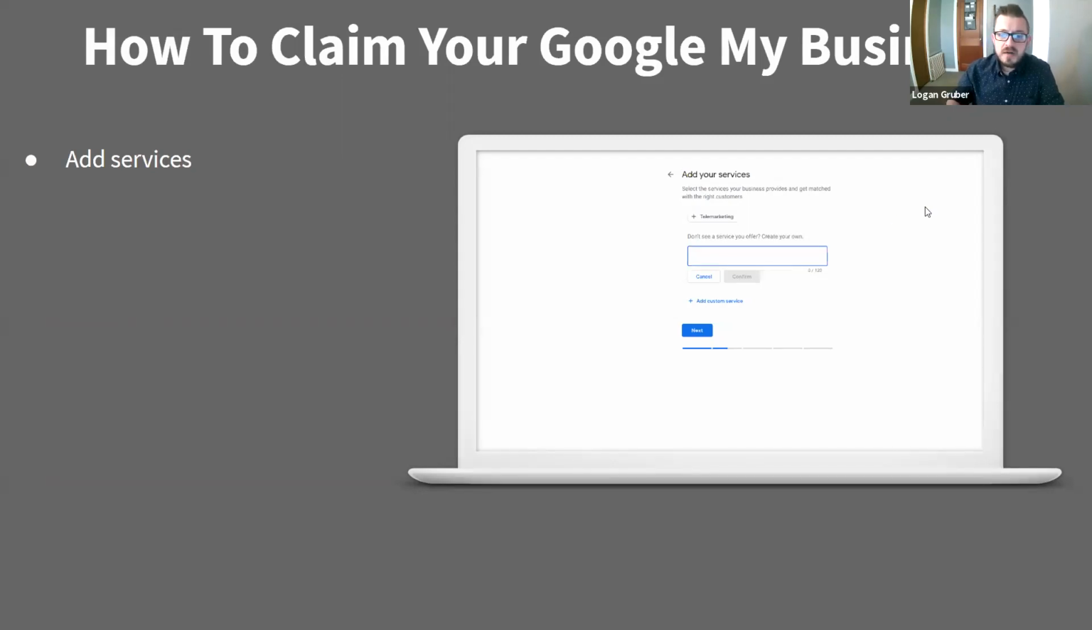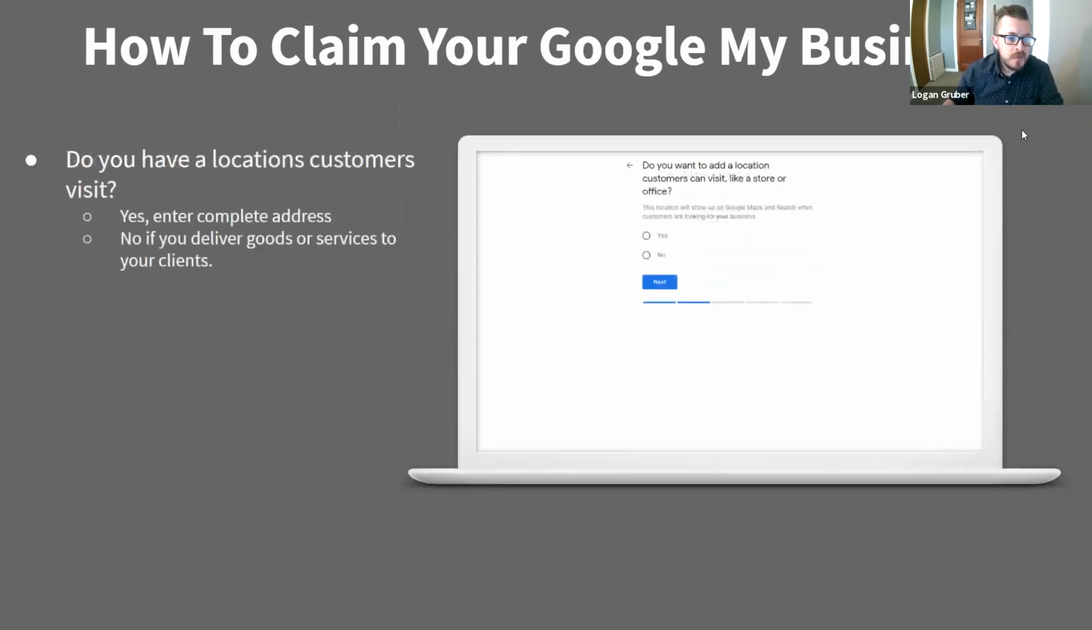Once you can select those services, or you can add a custom service as well. So let's go through and create the services, kind of like on your website. You might have a list of services that you provide. And then, do you have a location that customers visit?